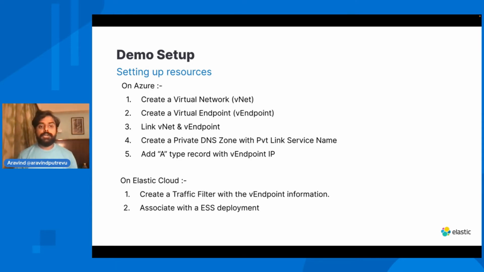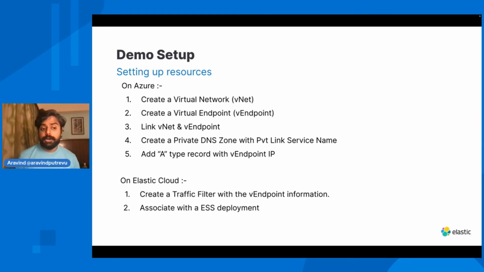So on Azure, you need to create a virtual network and then an endpoint, and then link these two. Later, you will also add a private DNS zone, with the private link service name that I've been telling you about. For each region, you have a private link service. So that service name you need to add, and then you need to add an A record so that you could route the traffic that is coming via the endpoint to that private link service that is available.